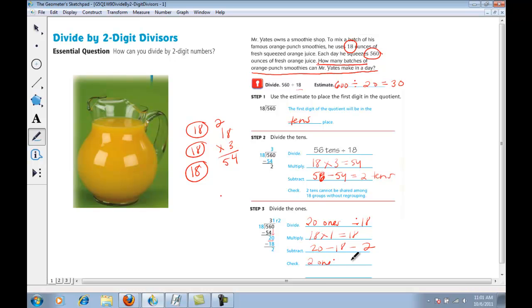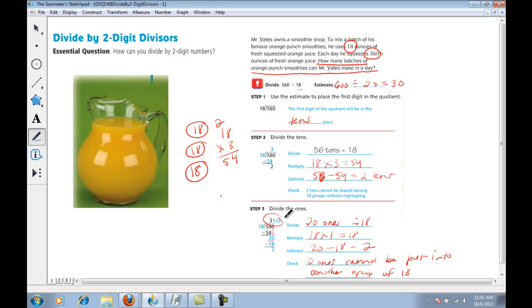No, they cannot. 2 ones cannot be put into another group of 18. So I can see that my answer is 31 remainder 2, or my quotient is 31 remainder 2.